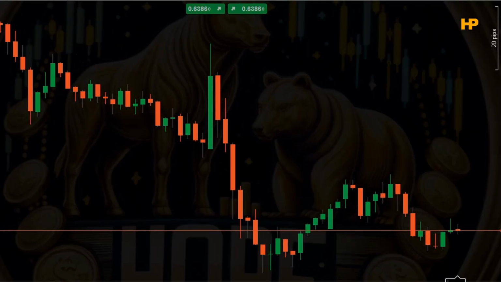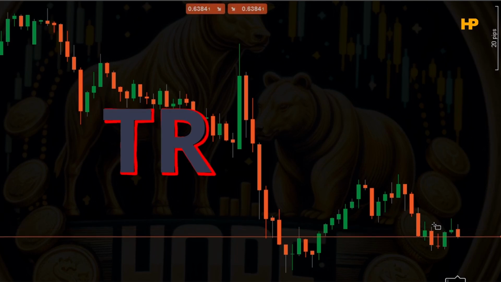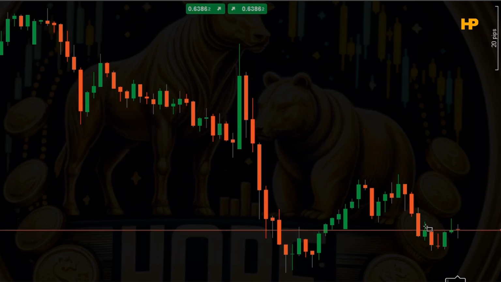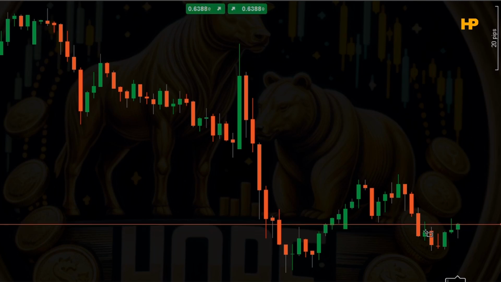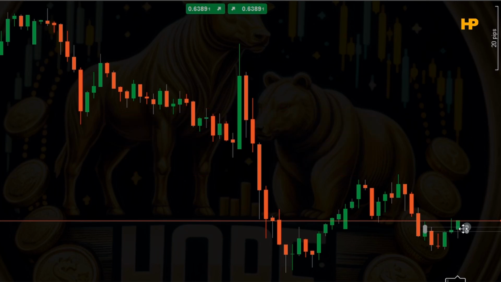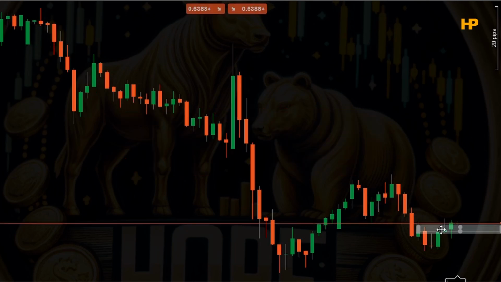But how to combine these? First one is trend. Confirm the daily and 4-hour trend is bullish or bearish using EMA or price action. The second one is the setup. Identify a London setup like breakout or RBD volume move on a 1-hour or 15-minute chart.